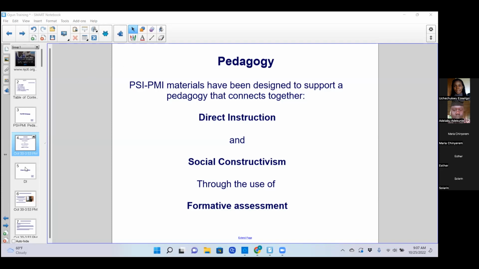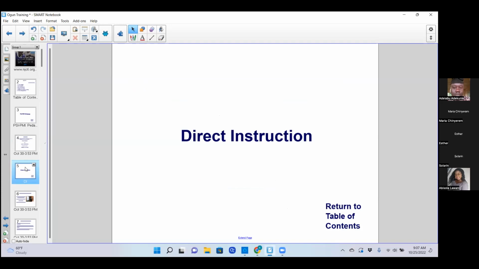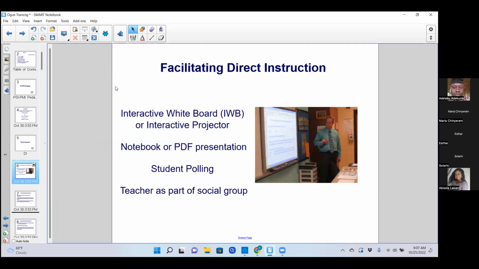Let's jump in here to direct instruction. When you are working through the direct instruction, you will be using an interactive whiteboard or the projector, smartboard. There's all different ones. I know some schools over here in the States, if they don't have the interactive whiteboards, even project onto a blank wall. So there's definitely different ways to use the material.